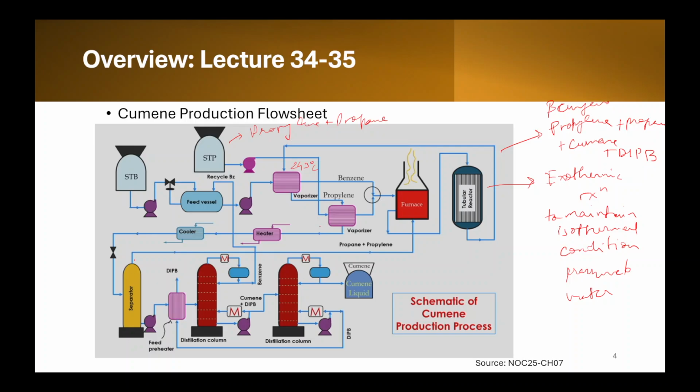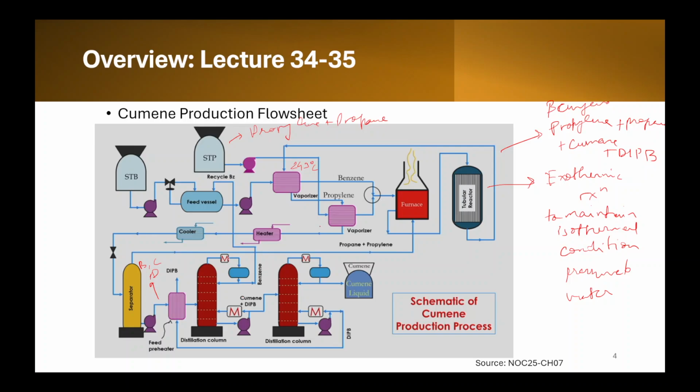This separator basically separates into two streams. The upper stream is basically propane and propylene, gaseous, and it is used as a fuel in the furnace. Whatever remains will be DIPB, cumene, and benzene. I'll write B, C, and D: benzene, cumene, and diisopropyl benzene, DIPB, in this stream. Then it is preheated and sent to the benzene column, the distillation column. This is called the benzene column because it separates benzene from the rest of the reaction effluent mixture.